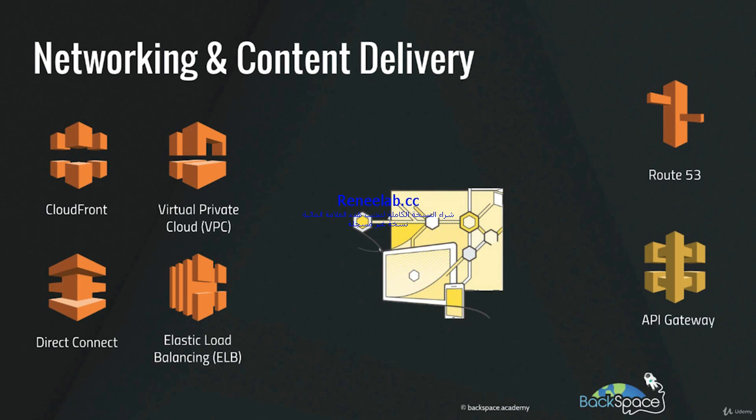Amazon API Gateway is a fully managed service that makes it easy for developers to create and deploy secure application programming interfaces, or APIs, at any scale. It handles all of the tasks involved in accepting and processing up to hundreds of thousands of concurrent API calls. It's a serverless service, and as such, you don't need to worry about the underlying infrastructure. AWS looks after everything for you.